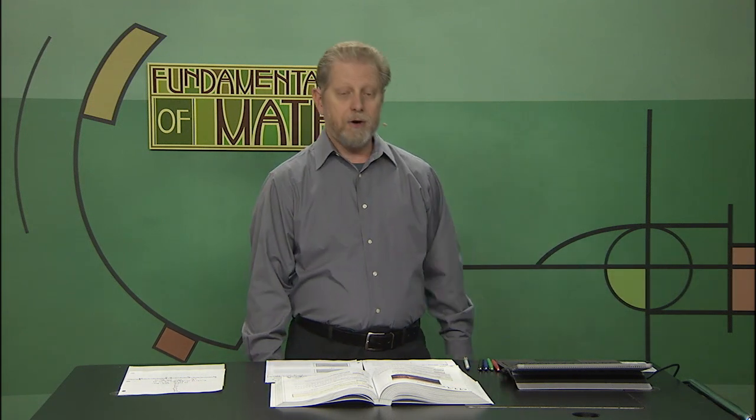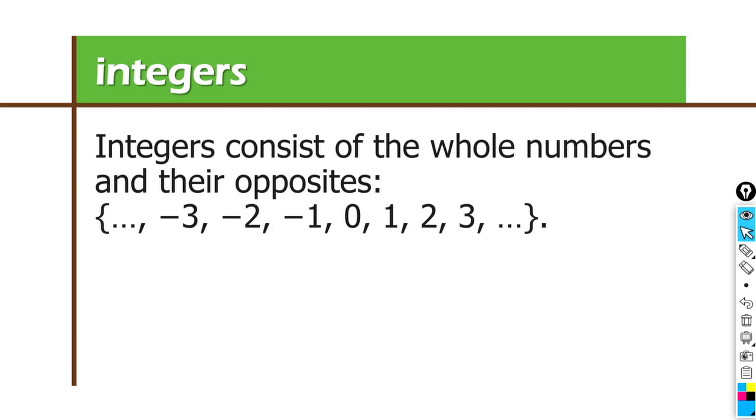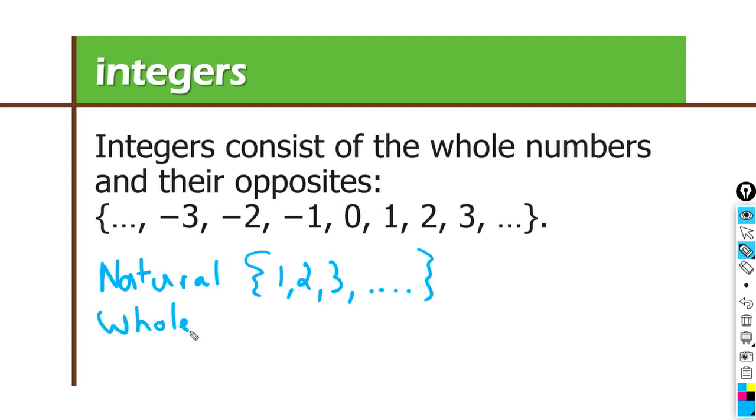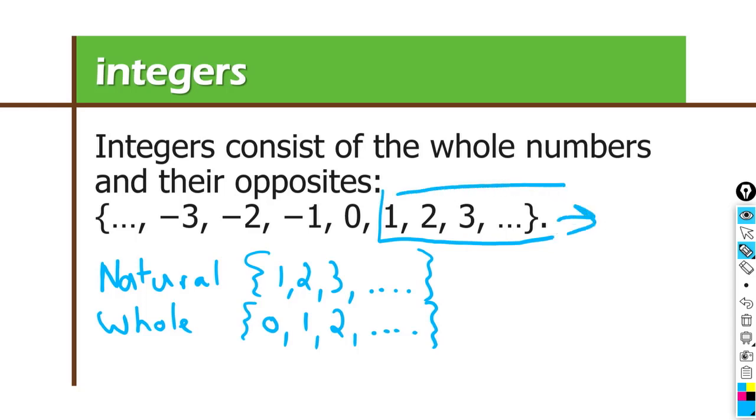Okay. Here is the definition of integers. Integers consist of the whole numbers and their opposites. Now let's go back. I mentioned chapter 1 and chapter 2. In chapter 1 we had the natural numbers, and they were 1, 2, 3, and so on. We had the whole numbers, which were 0, 1, 2, and so on. So if we take the 1, 2, 3, 4, 5, that's this. So here's the natural numbers. I look like that because it's going on.